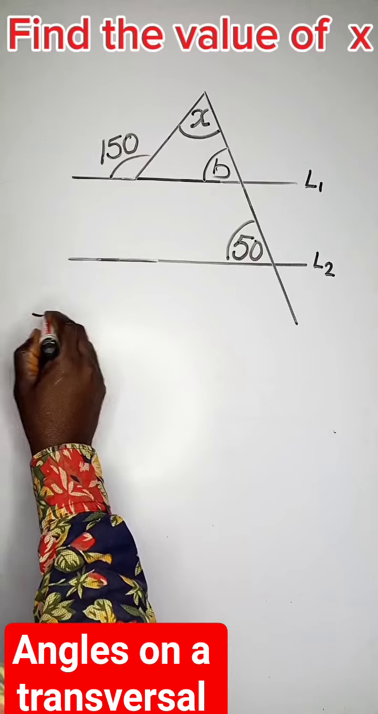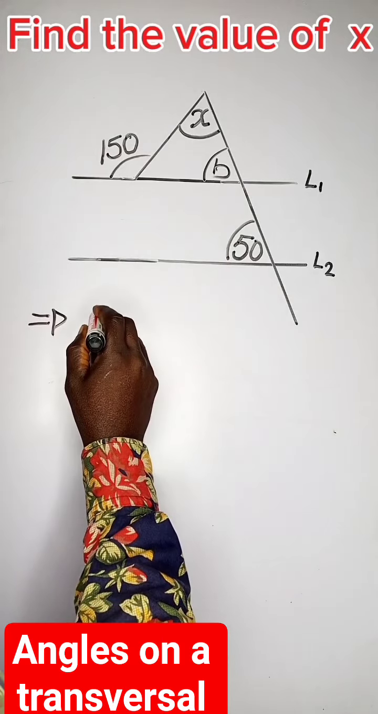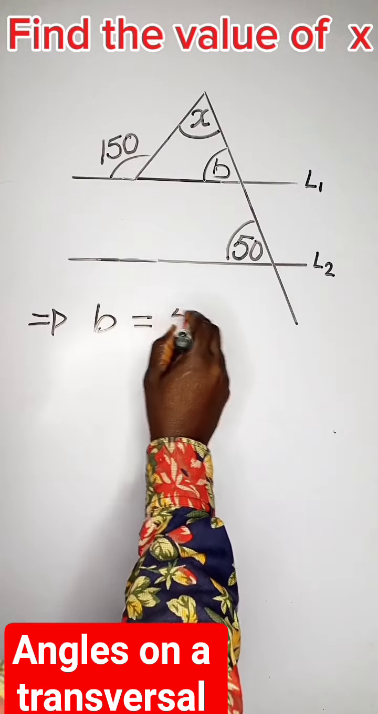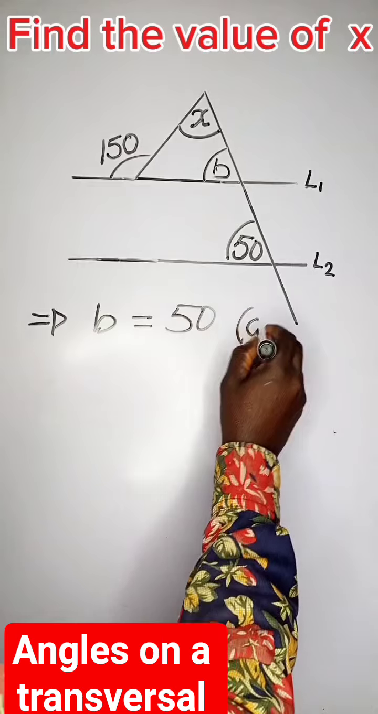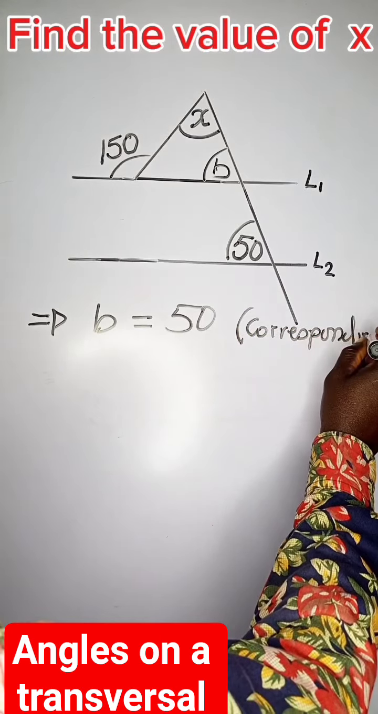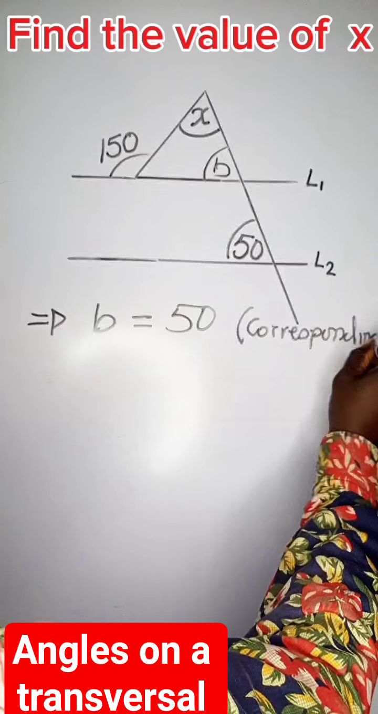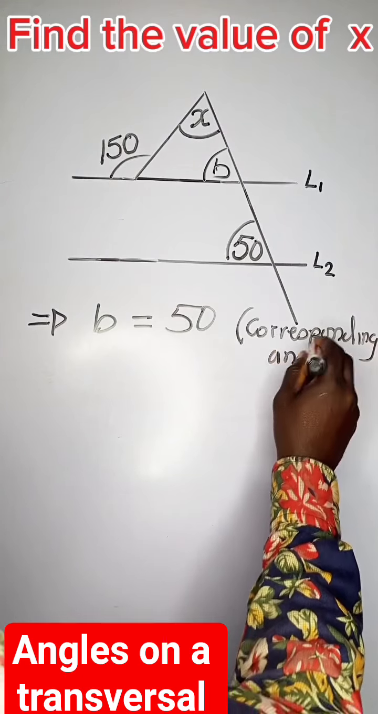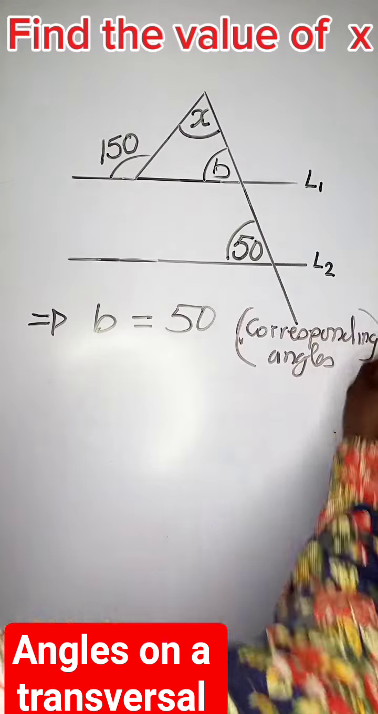So from there, we now know the value of B. Angle B will be equal to 50 because they are corresponding angles.